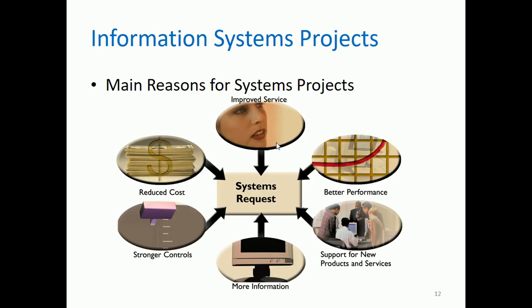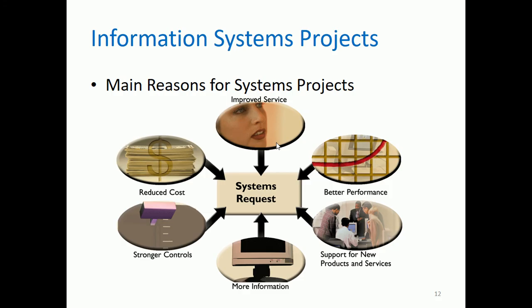And then next, for information systems projects, we have 6 main reasons for systems projects. Of course, let's start with improved service. Of course, that's why you're having a systems project, you want to improve the service to your clients. And then better performance. Of course, you want, for example, your system to have faster transactions, and then support for new products and services.